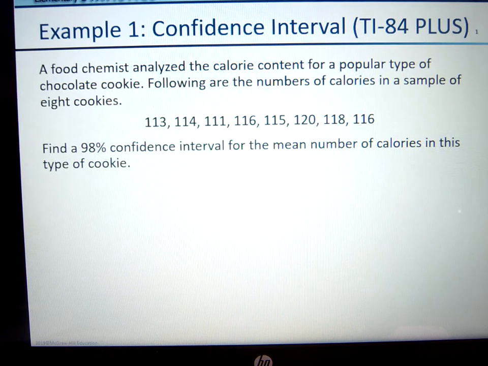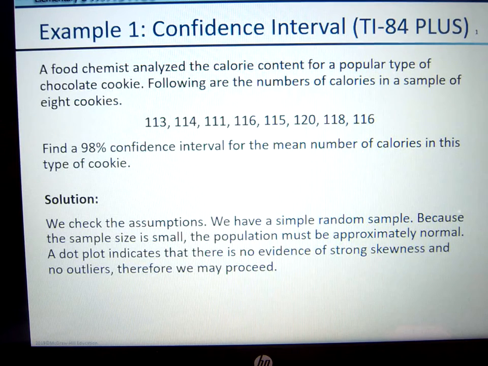So a food chemist analyzed calorie content of the cookies. Here we are again. And let's take a look at this using our TI. First, we check our assumptions. We know we have a simple random sample. The sample size is small, but the population is approximately normal, as we already indicated before. So there's no evidence of strong skewness, no outliers, so we can still proceed.